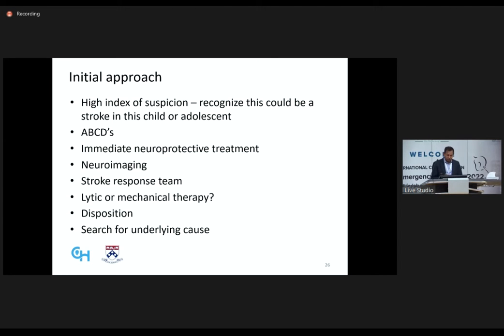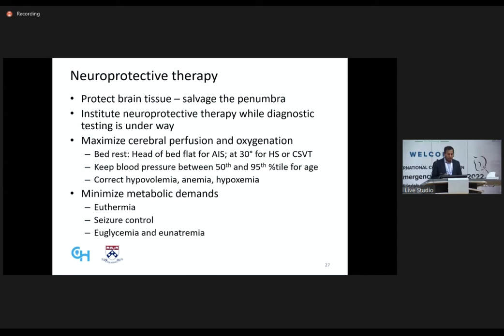Let's take mechanical therapy, disposition. So like I said, in neuroprotective therapy, you want to protect the brain tissue, especially at the border. So that's the penumbra, the fancy name for that. You want to maximize cerebral perfusion, so bed rest. If you're worried about ischemic stroke, then you want to keep the patient flat. But if you're worried about hemorrhagic stroke or venous sinus thrombosis, where you're worried about raised ICP, then at a 30-degree angle, so that hopefully the pressure will go down a little bit.